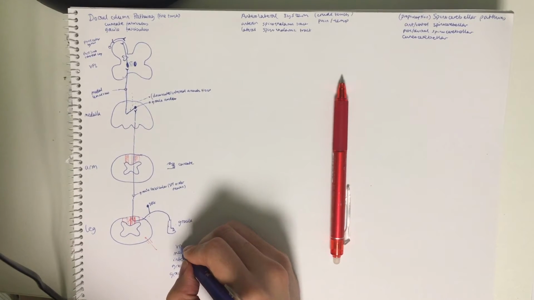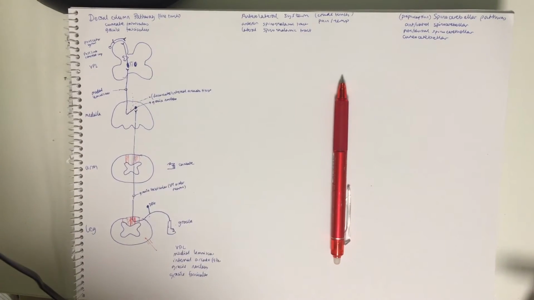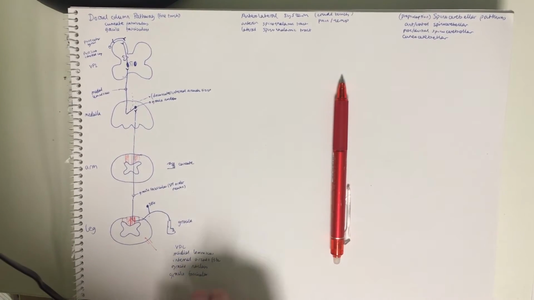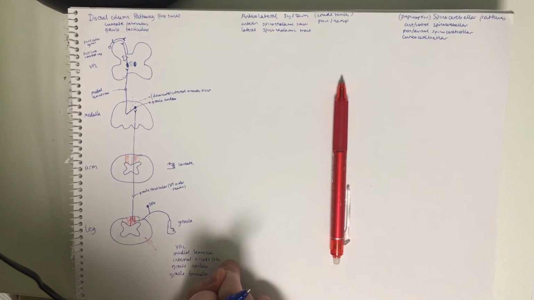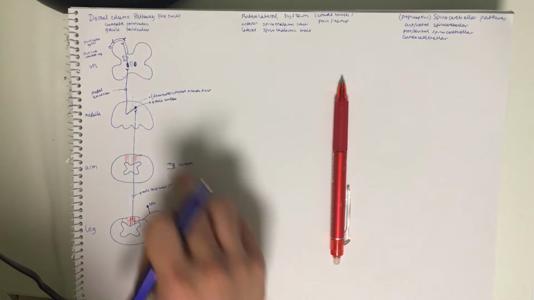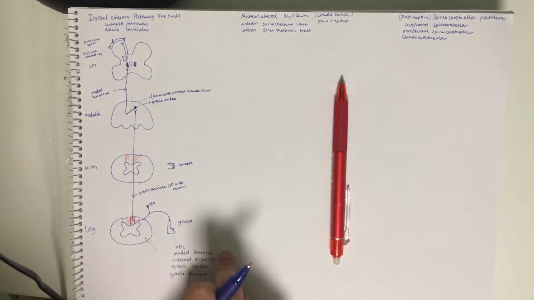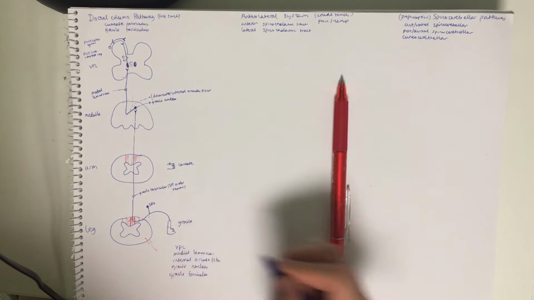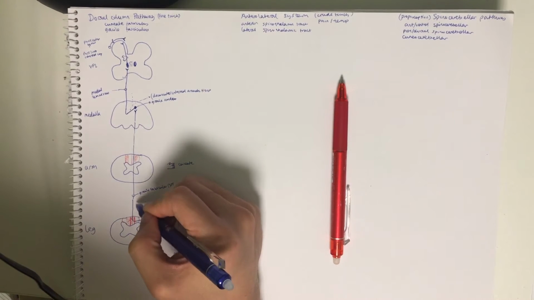Then obviously VPL, through the internal capsule, and to the postcentral gyrus. But these are the main parts you need to know. The fasciculus is first, then nucleus, decussates after at the level of the medulla, and then forms the medial lemniscus and goes to the VPL. Okay? Alright. So this is the lower limb.